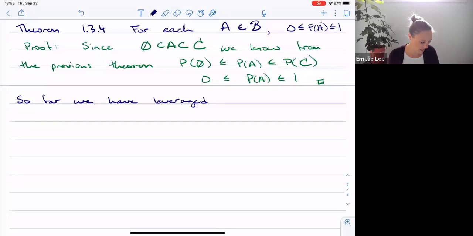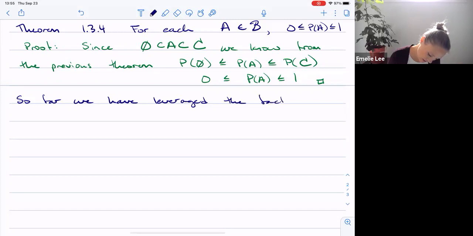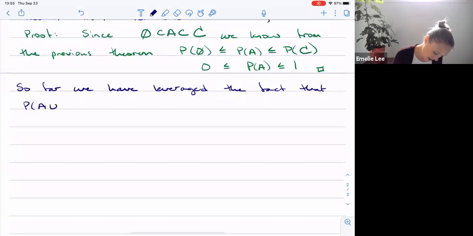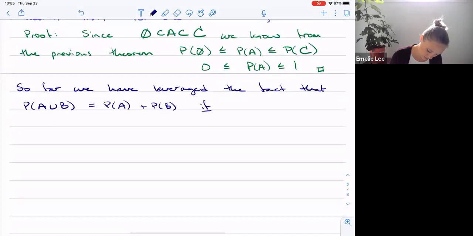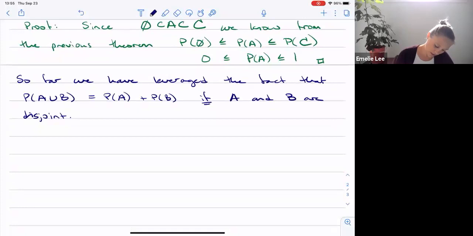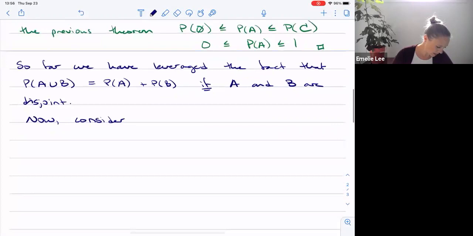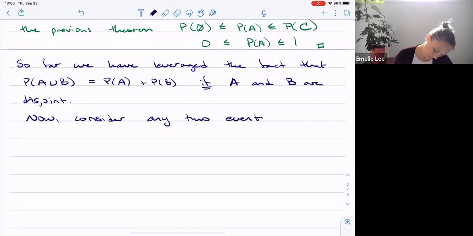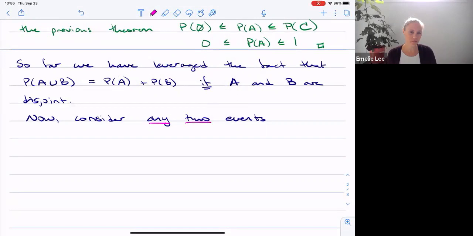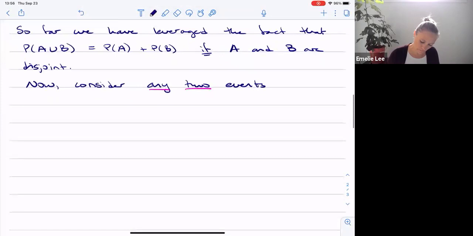So far, we've leveraged the fact that the probability of A or B is the probability of A plus the probability of B if A and B are disjoint. So now consider any two events. We're going to focus on just two events, any two events, A and B. Where we want to start here is establishing what's called the general addition rule.